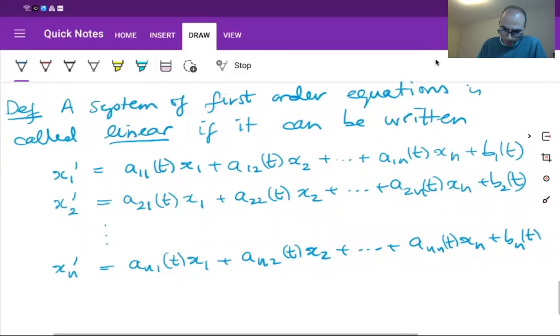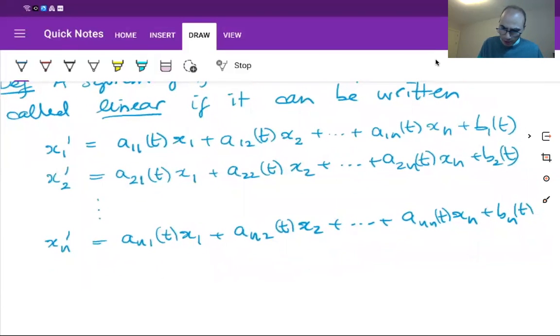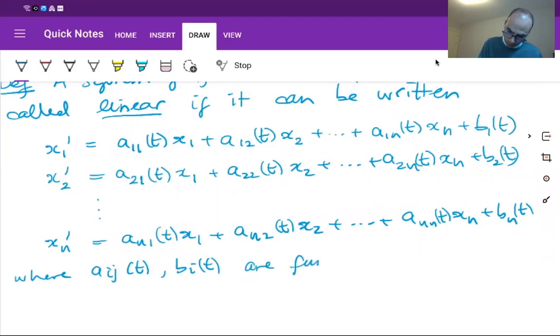So this system of first order equations is called linear. Any system that can be written in this form is called linear. Here, these a_ij(t)'s and b_i(t)'s are functions of t. For reference, we'll call this system 3.